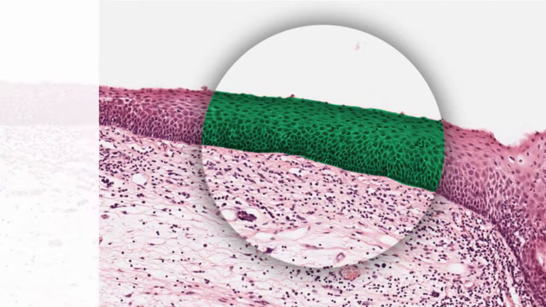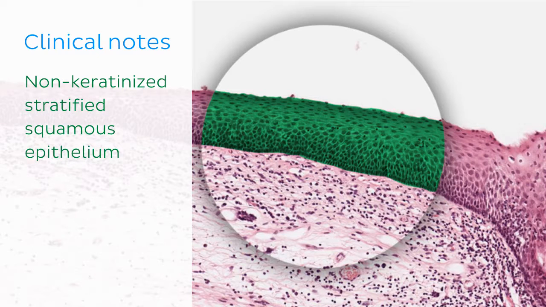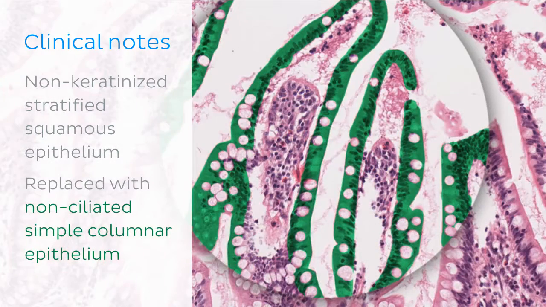The epithelium that lines the esophagus is normally non-keratinized stratified squamous epithelium, like what you see here in this micrograph. In some individuals who suffer from prolonged or chronic gastroesophageal reflux disease, also known as GERD, the squamous epithelial cells that line the esophagus are replaced with non-ciliated simple columnar epithelium and goblet cells as seen in this micrograph, similar to the epithelium found in the intestinal lining.